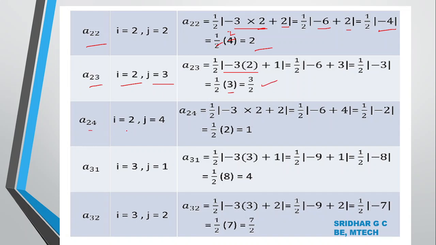Next, A24. i equals 2, j equals 4. So substitute 2 here. Minus 3 into 2, minus 6 plus 2. Clear? Sorry, this is a mistake. This is 4, okay, make it as 4, because j is 4. So here also it has a mistake. It is 3 here. Sorry for that. Okay, so minus 6 plus 4. 1 by 2 of magnitude of minus 2. It will become positive. 2 1s are 2, 2 1s are 2. So it will be 1.